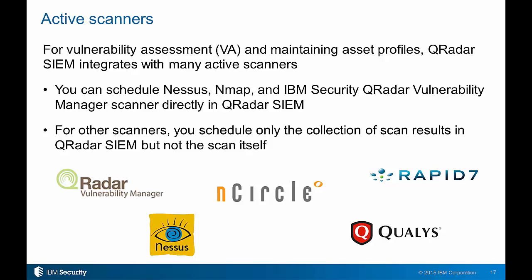You can schedule scans and also import scan results from third-party scanners and ensure that vulnerability information is relevant for assets in the network. For example, you can schedule Nessus, Nmap, and IBM Security QRadar Vulnerability Manager scanners directly in QRadar SIEM. For other scanners, you schedule only the collection of scan results in QRadar SIEM, but not the scan itself.